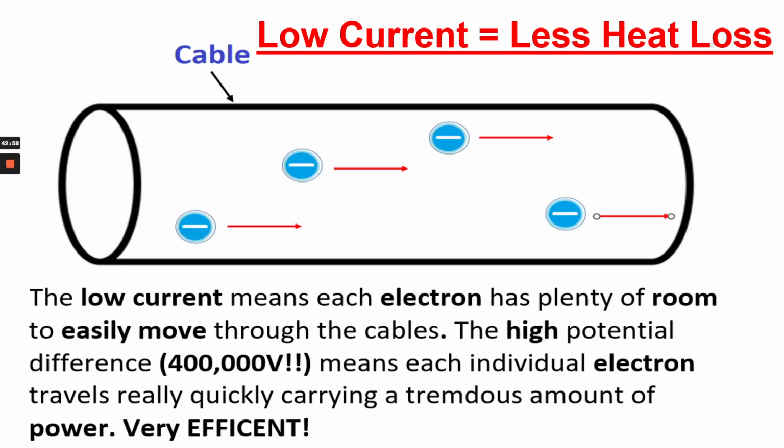The electrons have lots more room to move through the cables, and the high potential difference means each individual electron carries a tremendous amount of power. It's very efficient. Low current equals less heat loss.